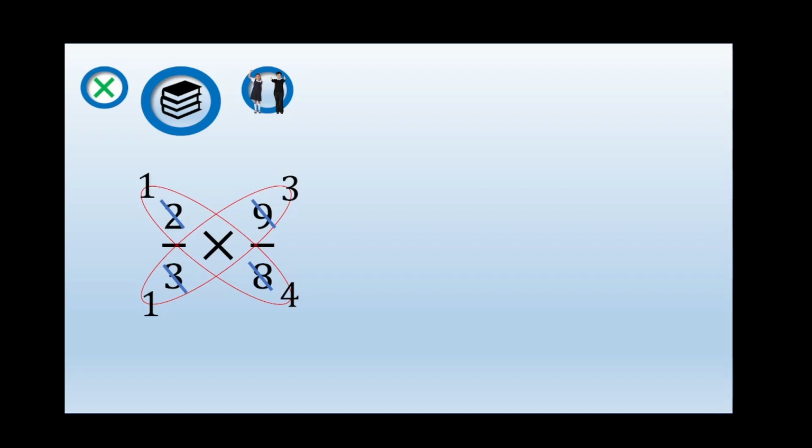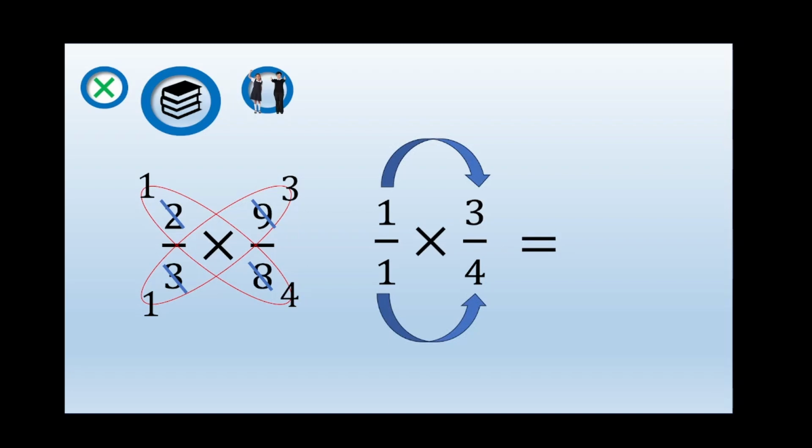Have a bit of a tidy up and rewrite it just so it looks a bit more sensible, and that's going to be 1/1 times 3/4. And don't worry what these fractions look like, because we are in the process of simplifying it and cross cancelling. So now I've reached the point where I'm just going to do my fraction multiplication. I get 1 times 3 is 3 and 1 times 4 is 4, and that's what the answer is. That's what 2/3 times 9/8 is. It's easy, isn't it? It's not difficult at all.